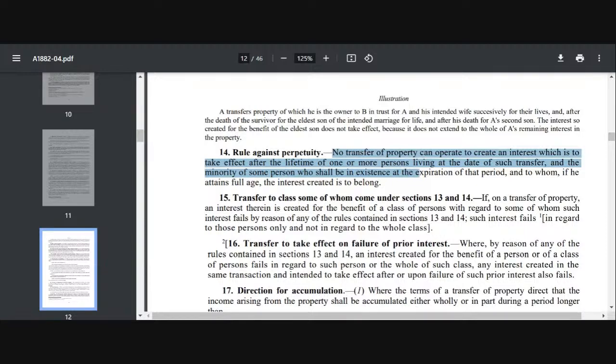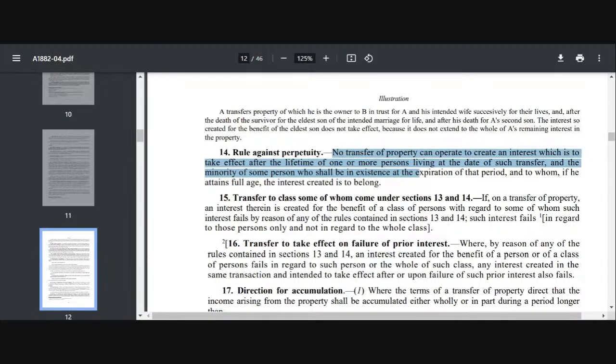ठीक है. Now there are some exceptions to the rule of perpetuity. That is, if you are transferring for the benefit of public, then you can transfer for continuous period, or in case of personal agreement also it is allowed. So in case of personal agreement and in case of public interest, it is allowed. Section 15 और 16 हम skip कर रहे हैं. Okay, 15, 16, 17 we are skipping.